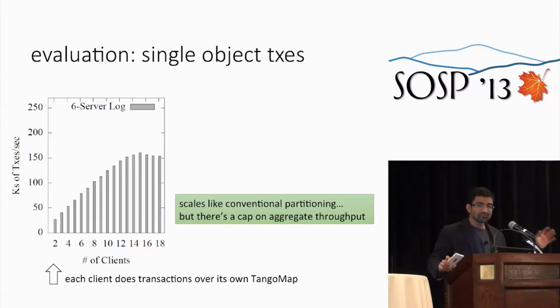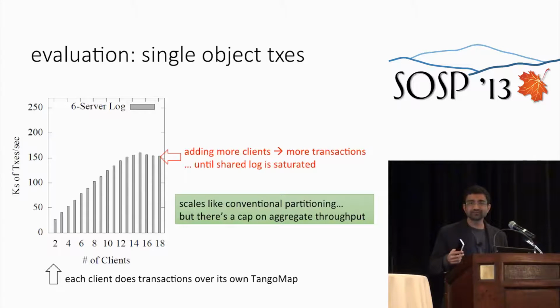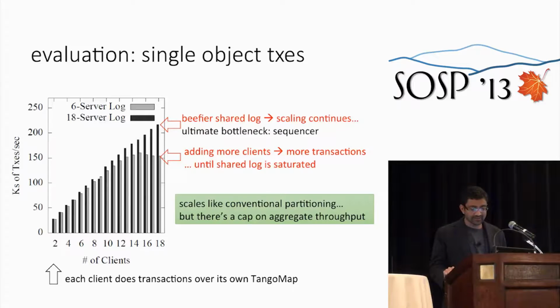And the point here is this almost looks like the graph for a conventionally partitioned system where you have independent partitions. Each client has its own Tango map. No transactions are crossing boundaries. But we have a cap on throughput. And again, we can lift the cap. We can add more log servers, and the cap goes into the millions of operations. But a fair question here would be, hold on, I could have gotten this performance with a conventionally partitioned system. Why am I suffering this cap on aggregate throughput? Well, the reason is that we can do transactions across objects.